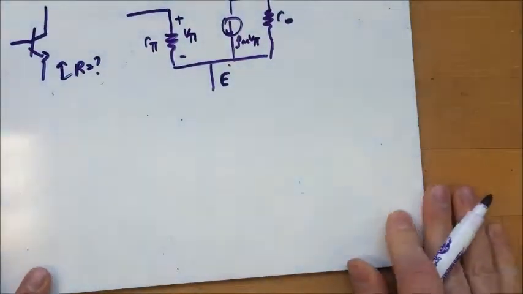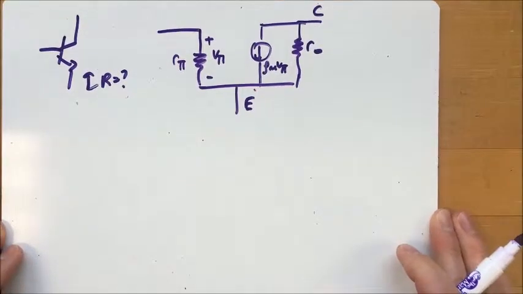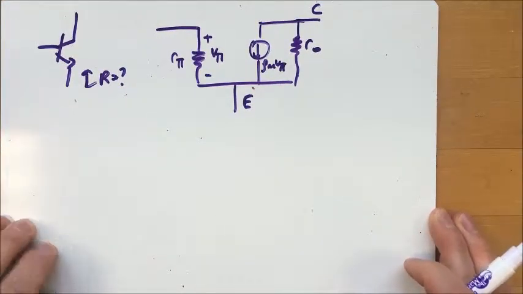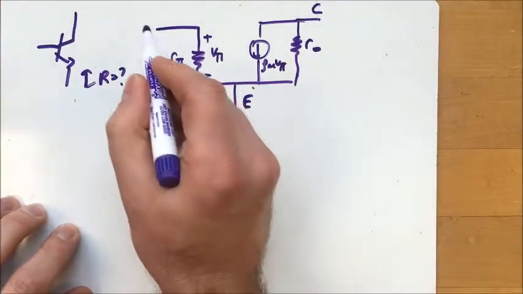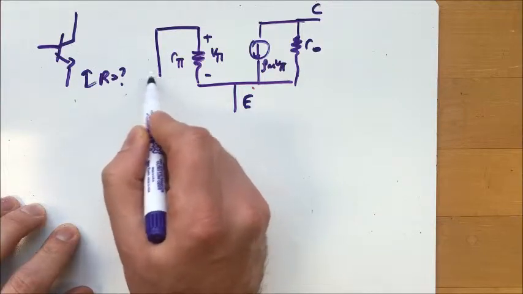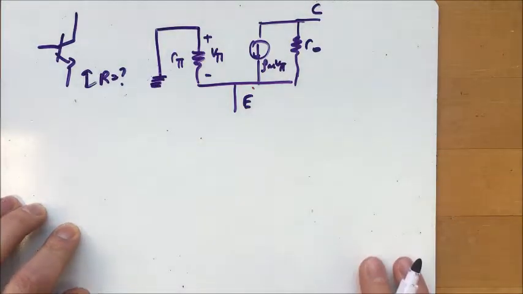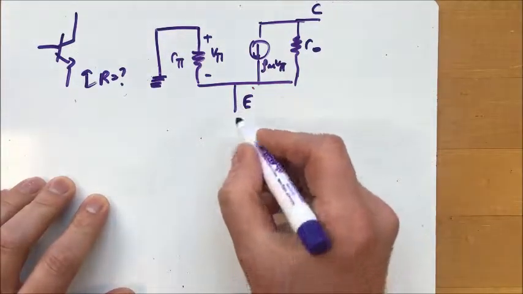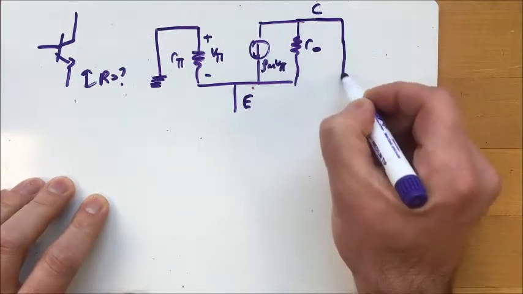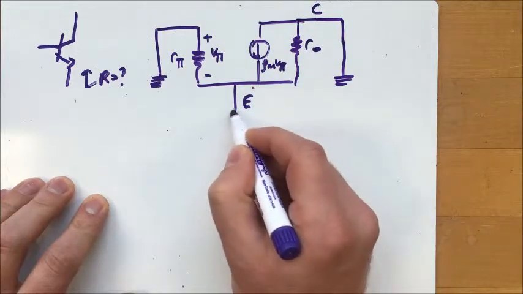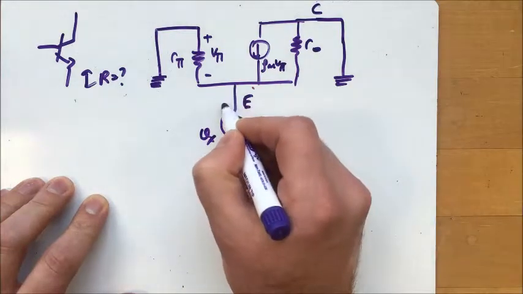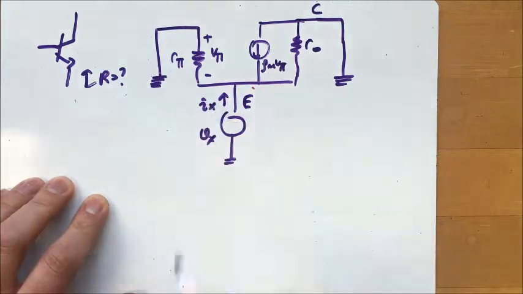Now the more complicated one. What happens if you look at the output resistance from the emitter? Now you're gonna do the same thing. We're gonna short the input. So if we're looking from the emitter, we will actually short the collector as well, because we're looking from here, Vx and Ix.